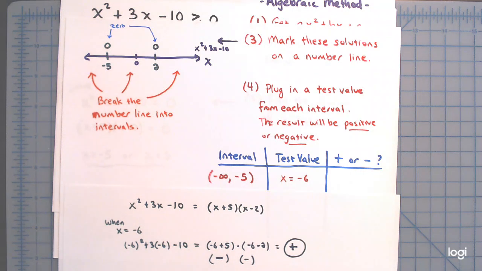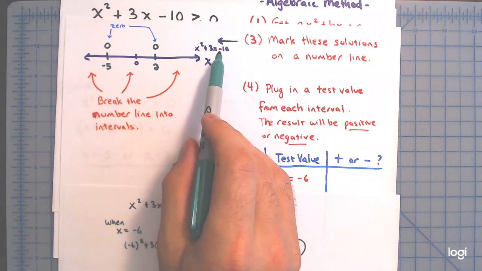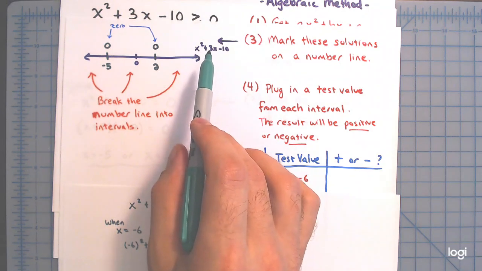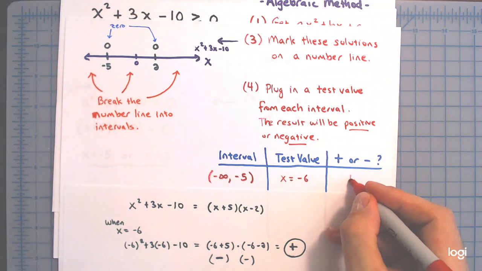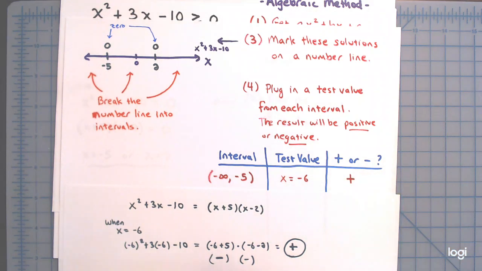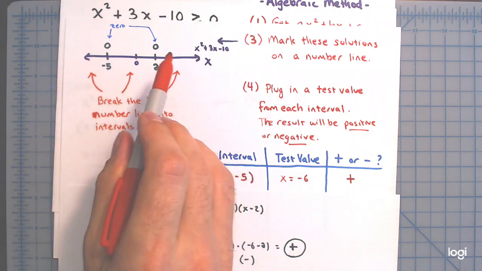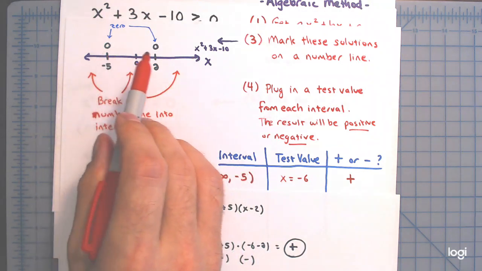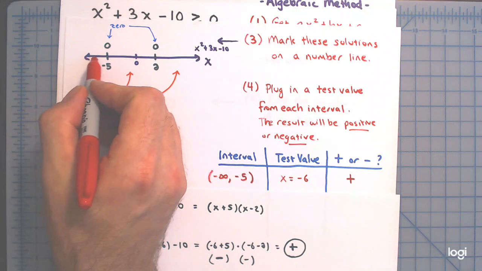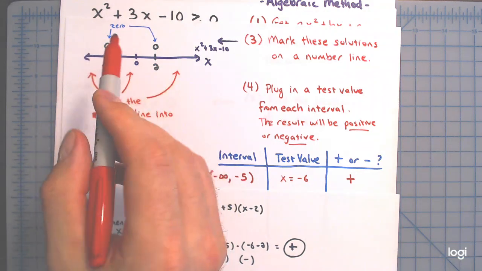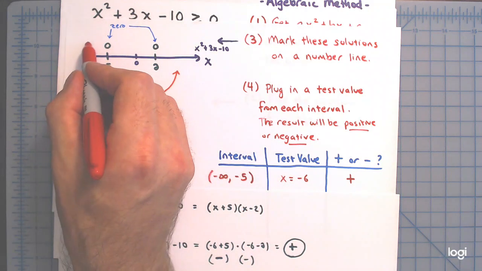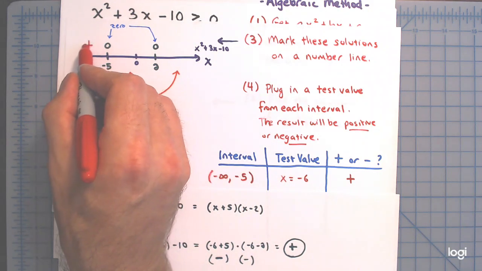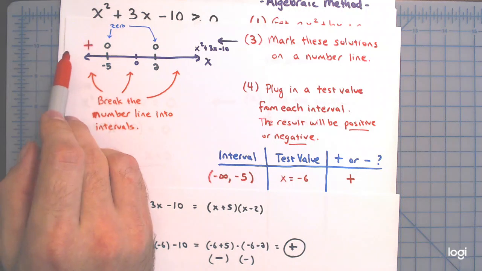All I care about is, when I plug it into that expression on one side of the inequality symbol, is the result positive or negative? And I'm seeing that it is indeed positive. I'll put a little plus sign there. And in fact, I'll even go back to the number line that I drew earlier, and above the values to the left of -5, the value of x squared plus 3x minus 10 should be positive for any one of those, right?